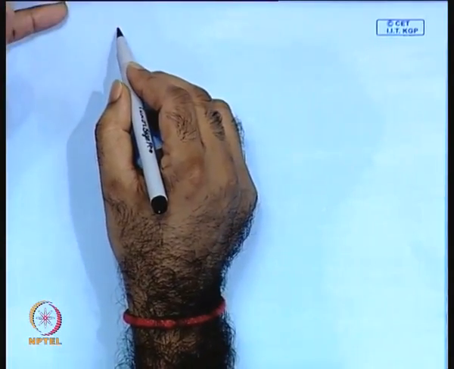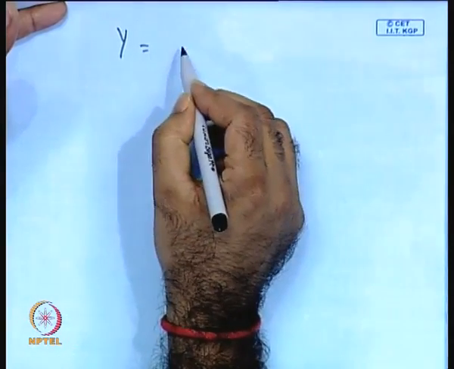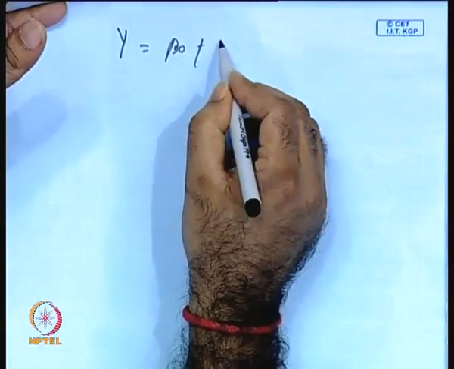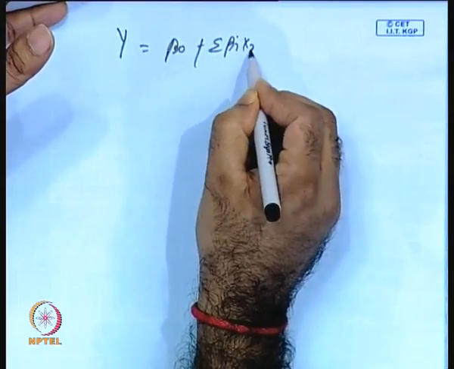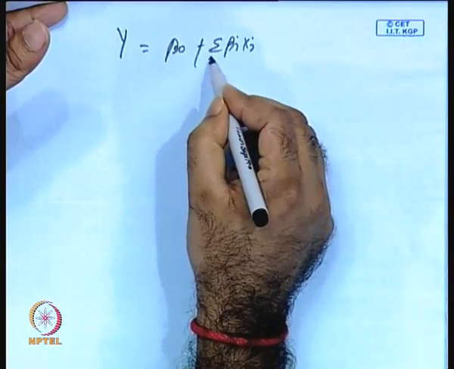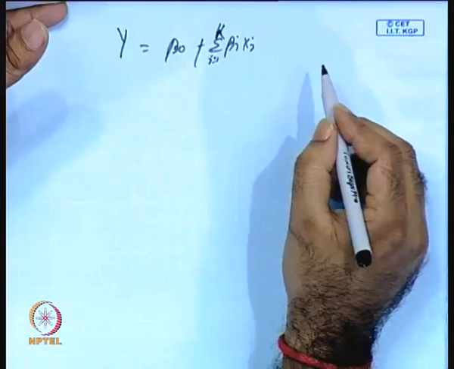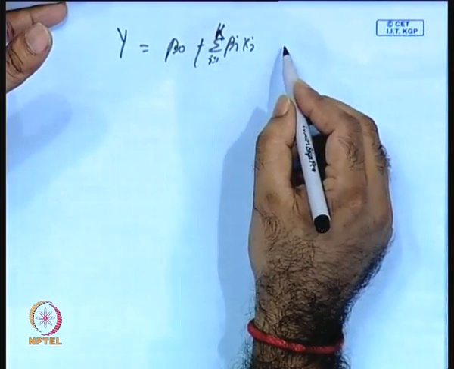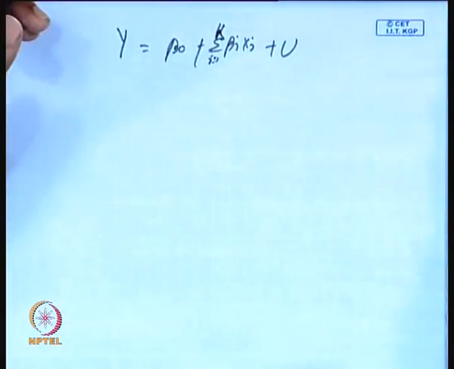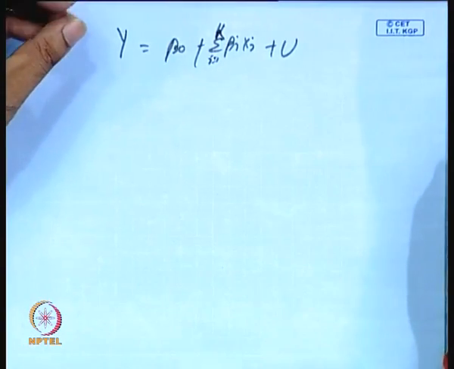Before we proceed to discuss the details of multivariate econometric modeling, what I would like to represent here is that the basic framework is y equal to beta 0 plus the summation of beta i x i, with i equal to 1 to n, in this particular case equal to k, plus u. So, this is the starting point of multivariate analysis.